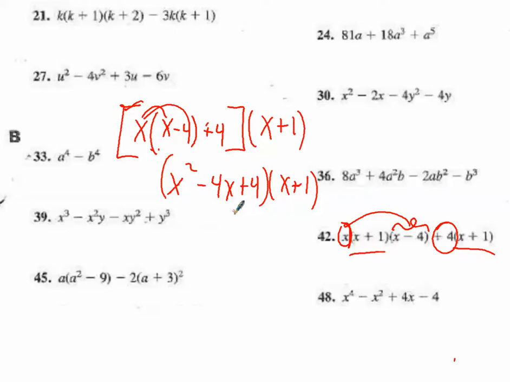We know it's a square binomial if this middle term is 2 times ab. So what is the square root of 4? 2. 2 times 2 is? 4. It works out. So we have x minus 2 squared times x plus 1. And there's not much more I can do here. And that's about it.